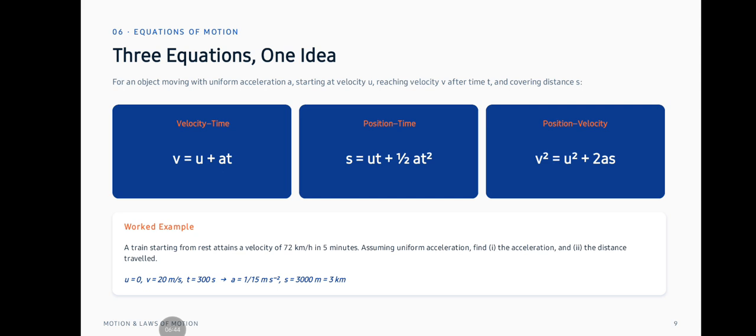So a worked example is given. According to these formulas, a train starting from rest attains a velocity of 72 km per hour in 5 minutes. Assuming uniform acceleration, find the acceleration and find the distance travelled. u is 0, v is 20 meter per second, t is 300. We'll get a equals 1 upon 15 meter per second square. s, that is distance travelled, is 3000 meter, that is 3 kilometer. You can use this formula, place the values and have the answer.